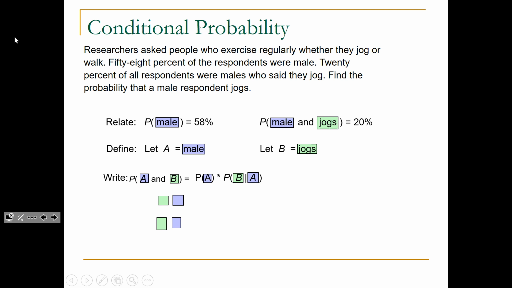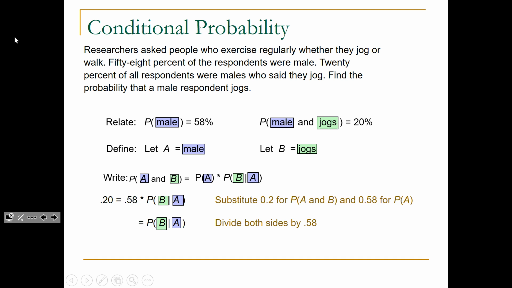All right. So, the probability of it being A and B, male and jogs, what did they say that was? 20%. So basically what I could do in this equation is replace where it says probability of A and B on this side of the equation, I could replace it with 20%, okay, which would be 0.20 as a decimal, okay? They also told us the probability of A was 58%, so I could replace this part in the formula with 0.58. So the only part I wouldn't know would be the probability of B given A. So we substituted the 20% in for the and. We substituted the 58% in for the A, the male. I'm looking for this piece here.